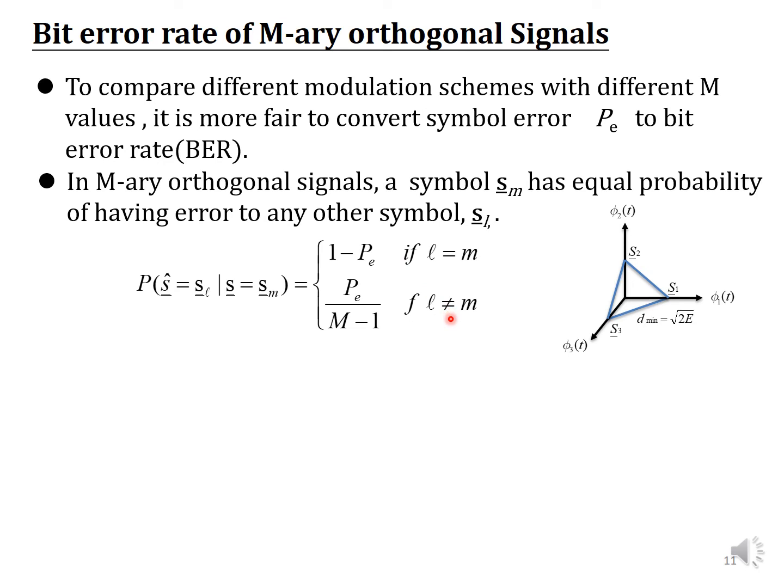And if L is not equal to M, that means we have an error. The error probability would be PE, and each case of L would be one of the error cases, right? So that would be PE over M minus 1, because all the other symbol error detections are at equal distance. So for L not equal to M, this error case probability would be PE over M minus 1.